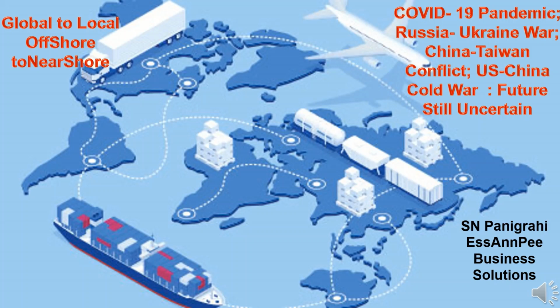Having understood global supply chain pros and cons and knowing very well that the future is still uncertain with the COVID-19 pandemic, Russia-Ukraine war, China-Taiwan conflict, US-China Cold War, downtrend of many economies, global supply chains are challenged and confronted with risks and disruptions. Given this background, we shall discuss in the next episode, global to local, offshore to nearshore, supply chain resilience with localization. Please do not miss to watch the next video.